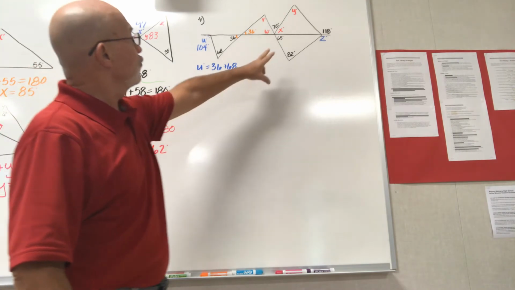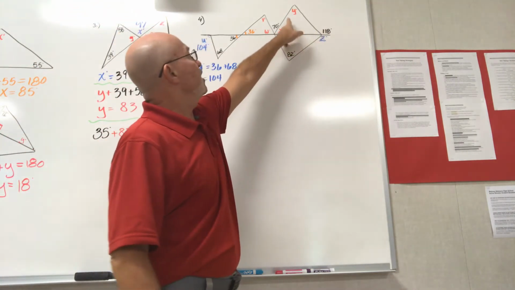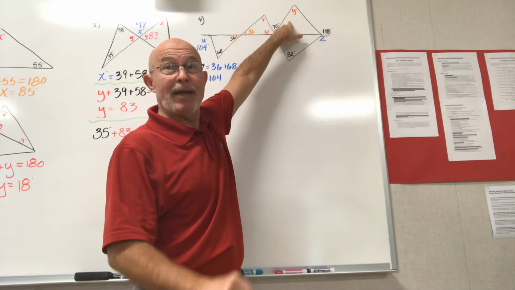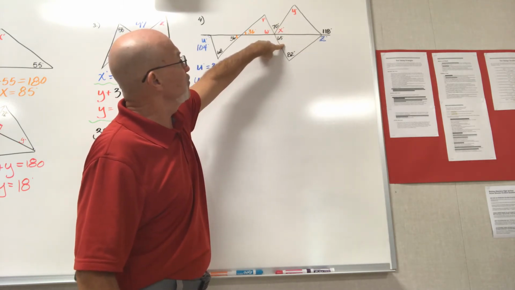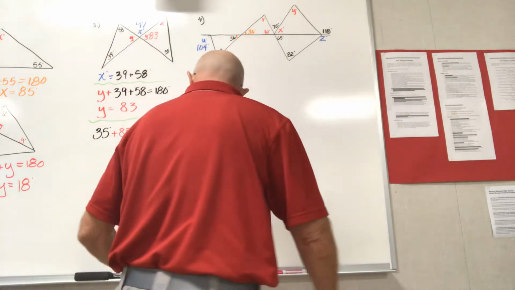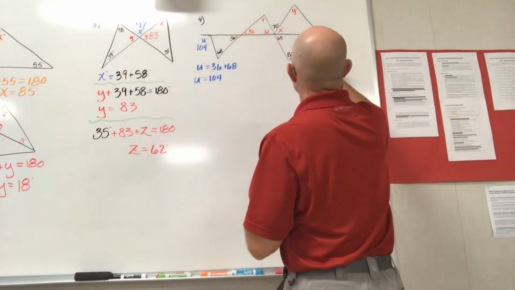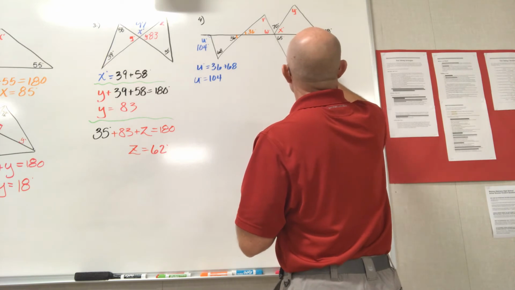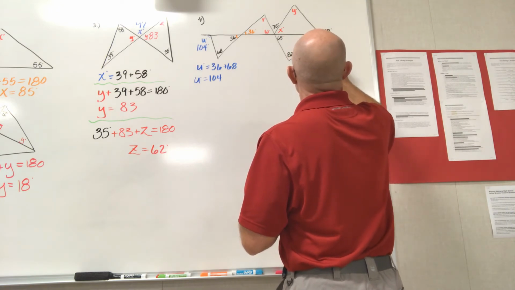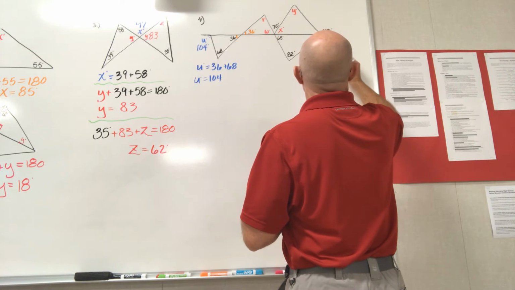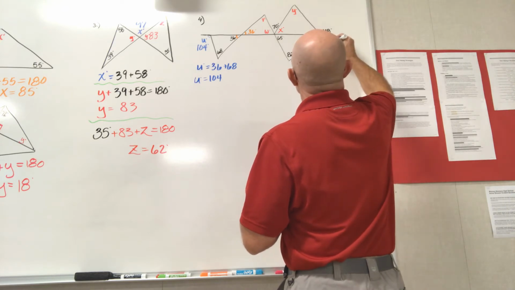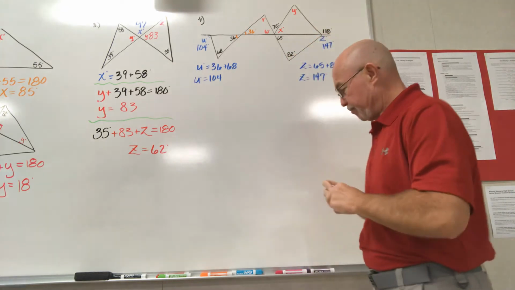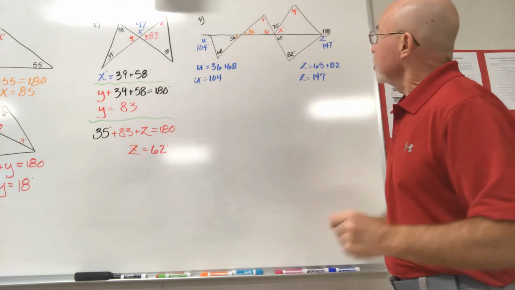Over here, 118 equals x plus y. Not enough information yet. Z equals 65 plus 82. That's one we can solve. Okay, that's good. The next one, look at this.